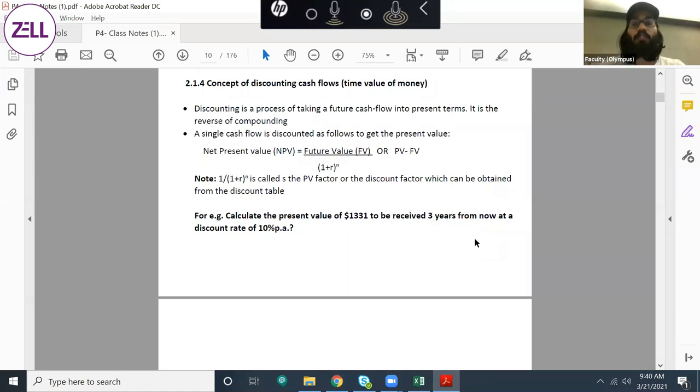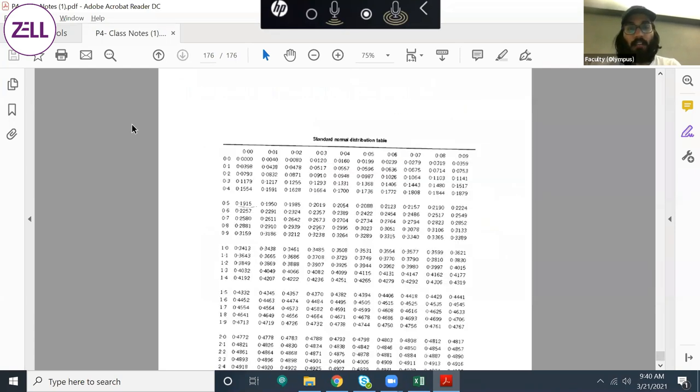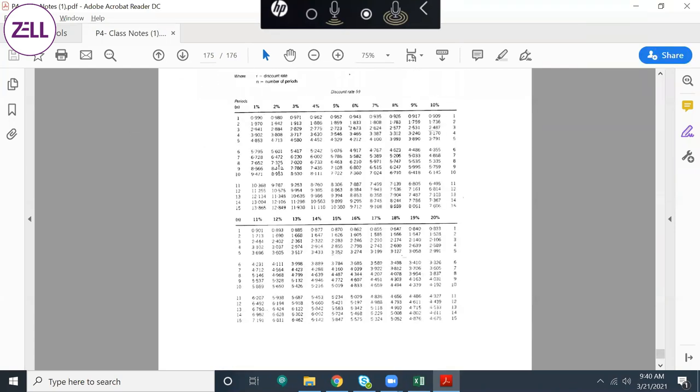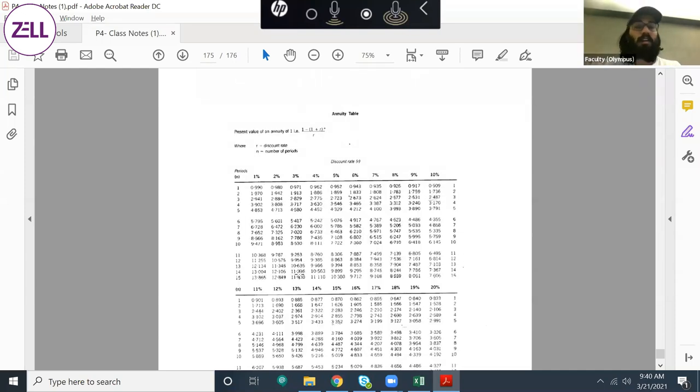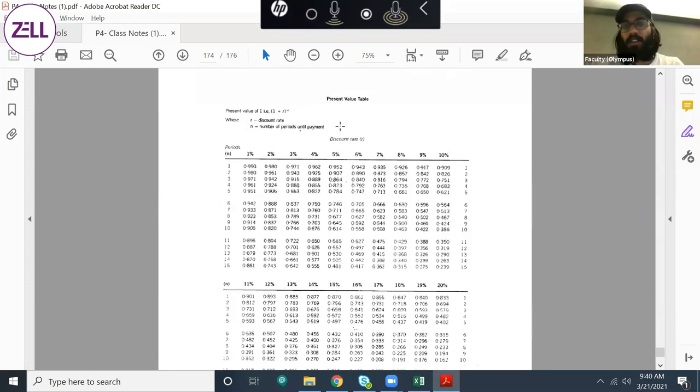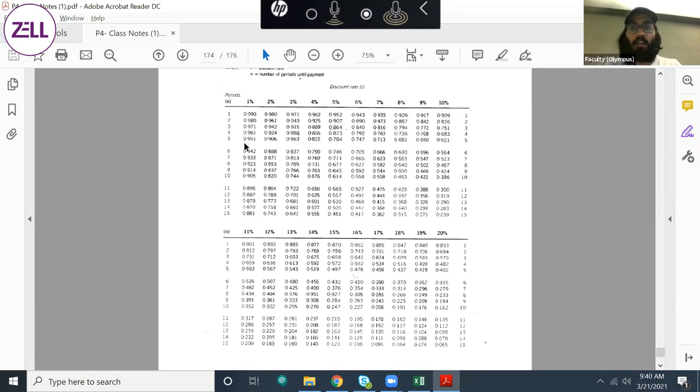Now, how do we calculate it? Present value is nothing but future value divided by 1 plus r raised to n. Now, 1 divided by 1 plus r raised to n is nothing but the discount factor. Everyone is aware of this discount factor? Anyone who's not aware? Now, guys, you can calculate it manually by doing 1 divided by 1 plus r and all. But I suggest these numbers are already given to you behind. So, in the exam, we do not waste time in calculations. We'll just directly pick up the numbers from here.